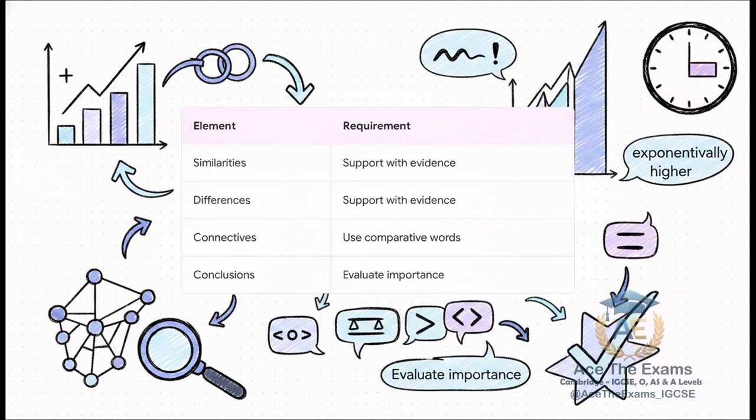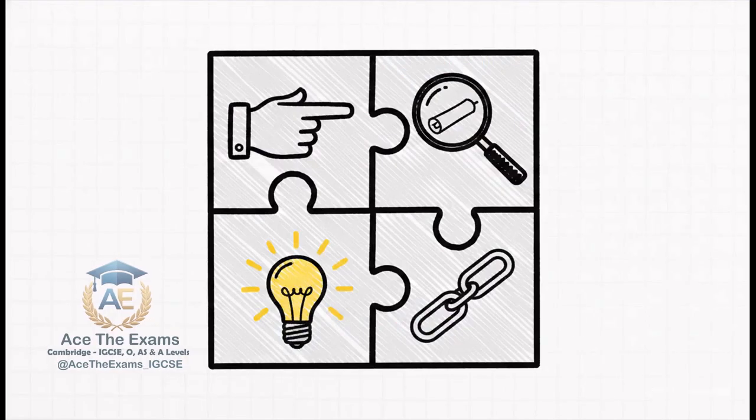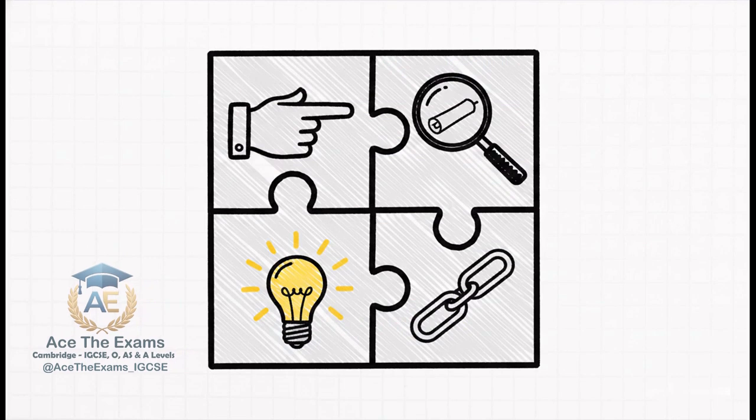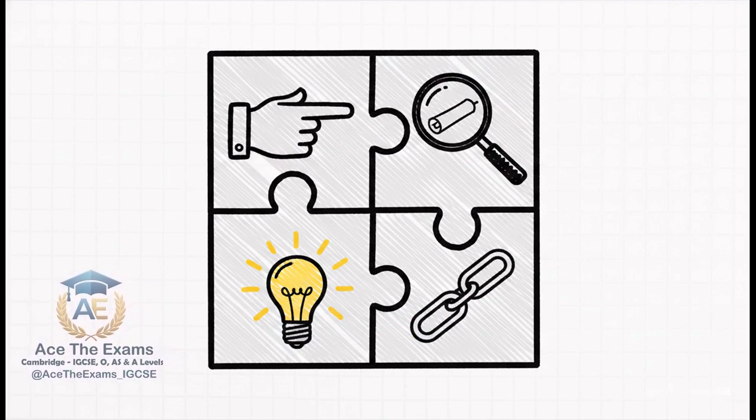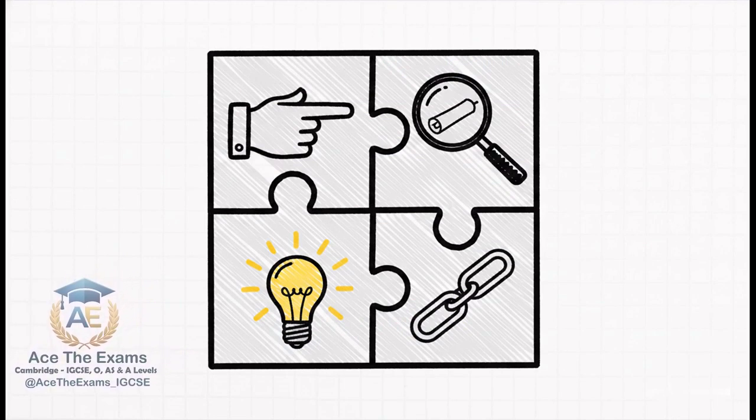Notice the strict requirements here. You must use comparative connectives. Words like whereas, conversely, however, or in contrast are giant visual cues to the examiner that you are actively engaging in comparative analysis. And finally, you must draw conclusions about the relative importance of these factors. As we establish, you cannot just describe the data. You have to interpret relationships and draw evidence-based conclusions to hit those top academic benchmarks.